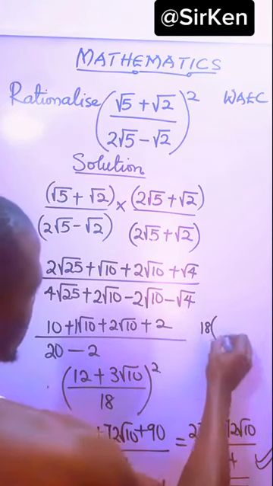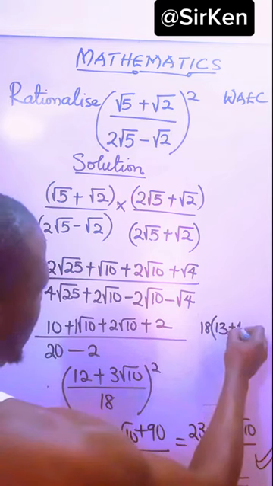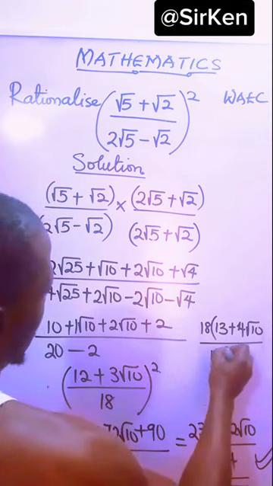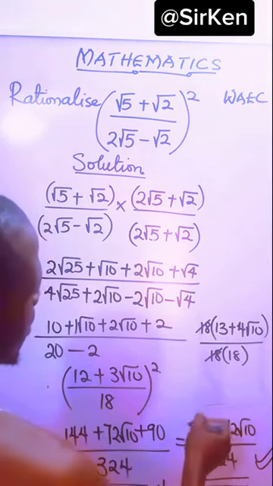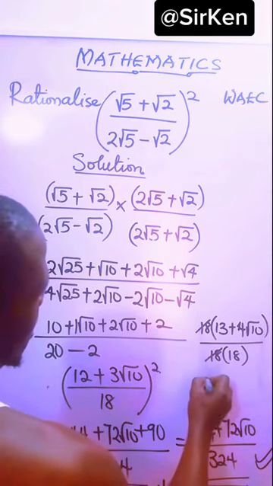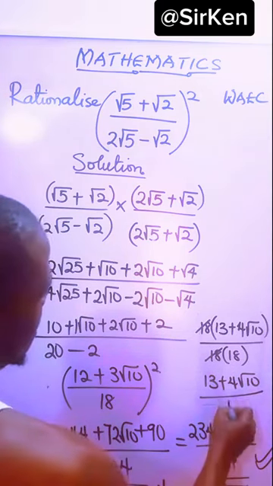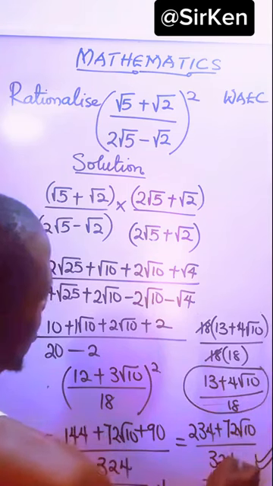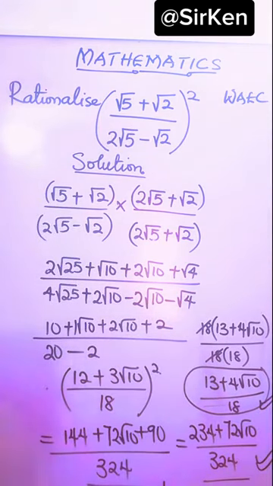18 brackets 13 plus 4 root 10 over 18 bracket 18. So this one can cancel this. So you can have your answer as 13 plus 4 root 10 over 18. Just because of space, you can leave your answer like this or leave it like this. However, you are still correct. Is it clear? You are still correct.